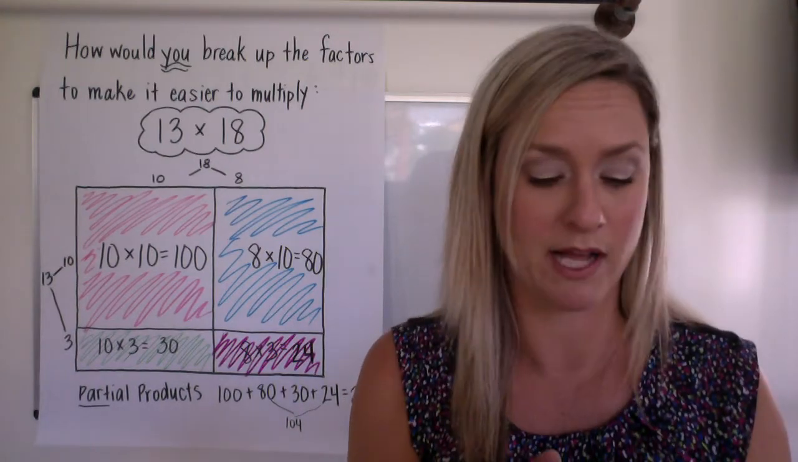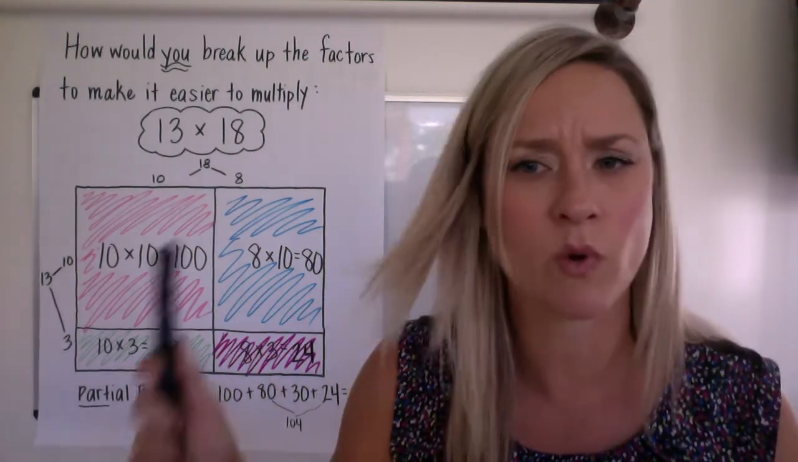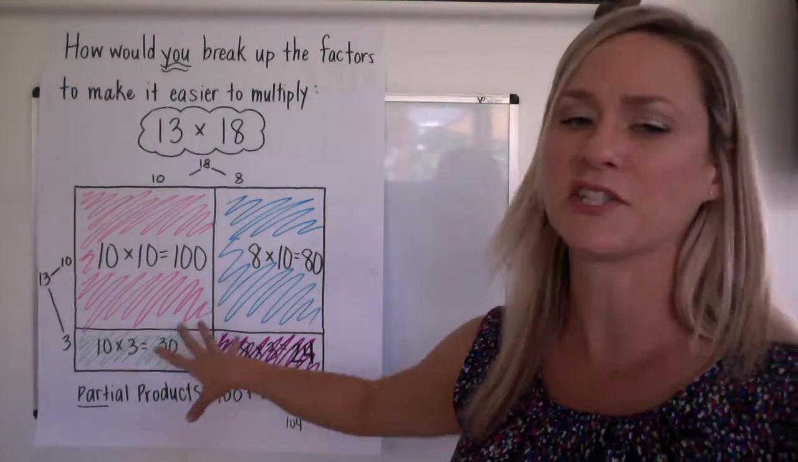All right, kids. So I want you to think about how you would break up factors to make it easier for you to multiply and break out those crayons, colored pencils, whatever. It kind of helps to just look at each of the different sections.